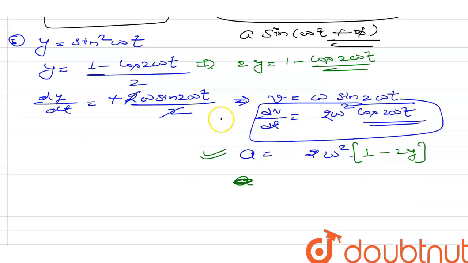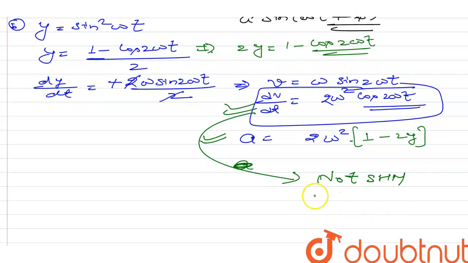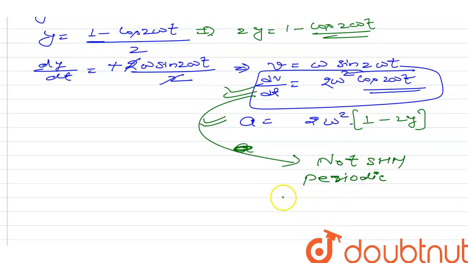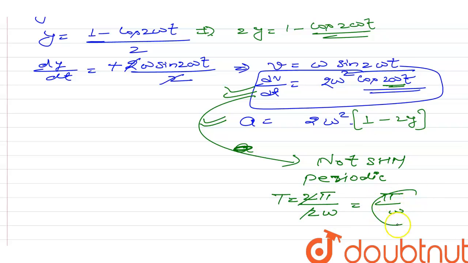From this equation, we can say that this is not SHM, but it is periodic. And if it is periodic, the time period will be 2 pi over 2 omega. The 2 and 2 cancel out, so the time period will be pi by omega.